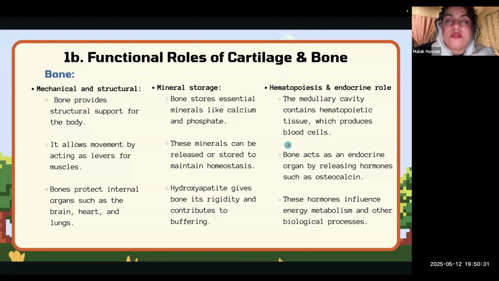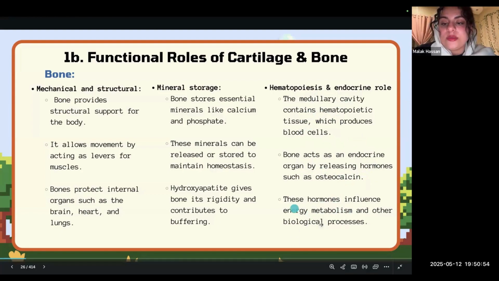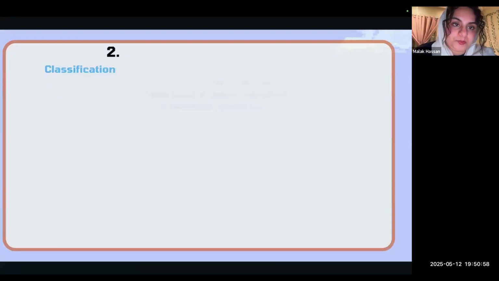Remember in foundation, within the bone you have bone marrow. Now in the medullary cavity of the bone you have hematopoietic tissue, which produces all types of blood cells. So red blood cells, white blood cells, platelets, you name it. And the bone acts as an endocrine organ because it releases hormones such as osteocalcin. I don't think this is important for you to remember, but it's just there in case. And they influence energy metabolism and other biological processes.